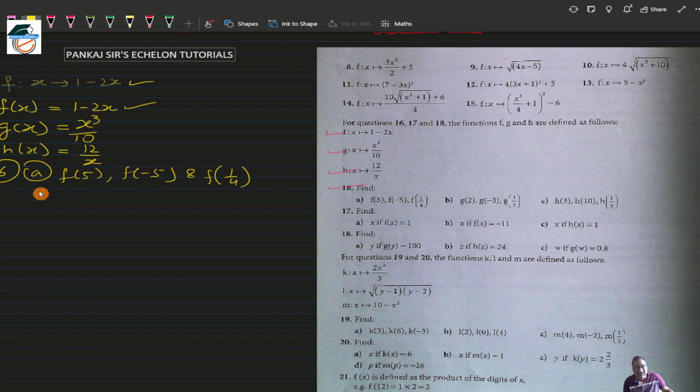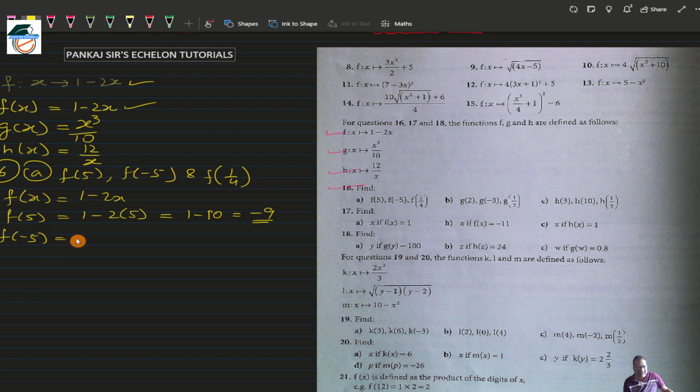Okay, so let us find one by one. So this is basically plugging the values of x, okay, in the various functions. So it is f of 5. So we'll take this f of x is equal to 1 minus 2x. Therefore, f of 5 should be 1 minus 2 into 5. So all you have to do is in place of x, you have to plug in the value 5. This should work out to 1 minus 10, which is equal to minus 5. So this is the answer for f of 5.